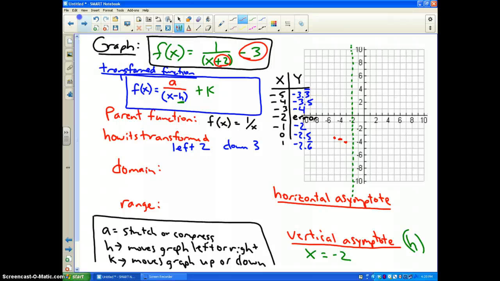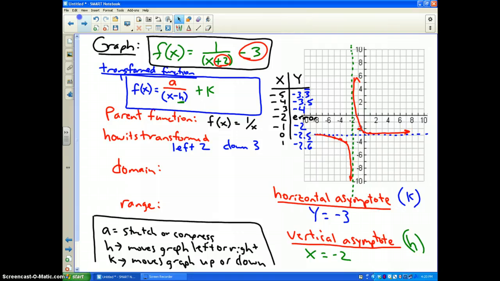All right, so let's plot the others. -1, -2 would be right there. 0, -2.5 is right there. And 1, -2.6 is right there. Now, if you also notice, we have a horizontal asymptote right there because the dots are not going to cross that. That's the k value. The horizontal asymptote is the k value, and that will be the line y = -3. And there we go. So now I can sketch my graph of my rational equation. It's going to look something like that as best I can on the smartboard.